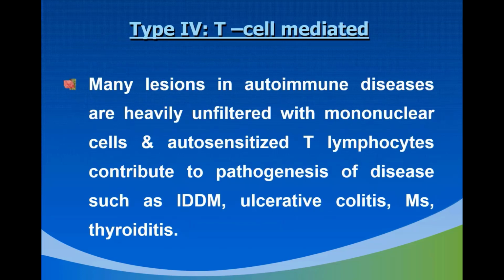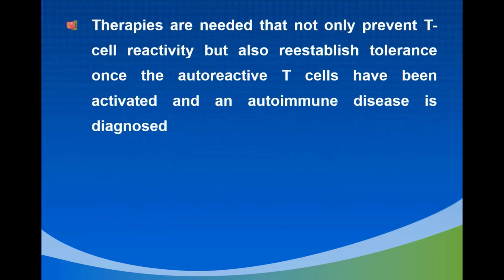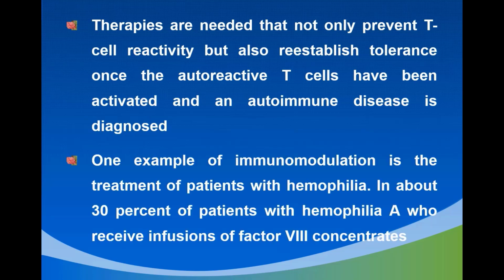Type 4, T cell mediated. Many lesions in autoimmune disease are heavily infiltrated with mononuclear cells. Autosensitized T lymphocytes contribute to the pathogenesis of diseases such as IDDM, ulcerative colitis, and MS. Therapeutic implication: therapies are needed that not only prevent T cell reactivity but also establish tolerance once the autoreactive T cells have been activated and an autoimmune disease is diagnosed.